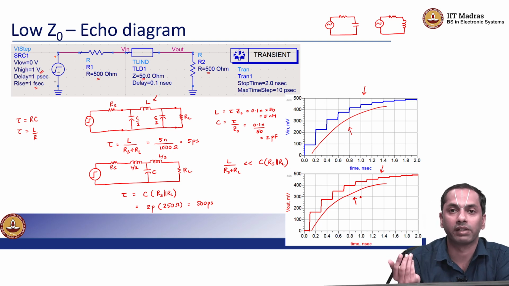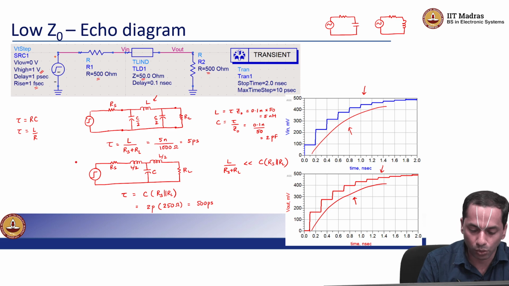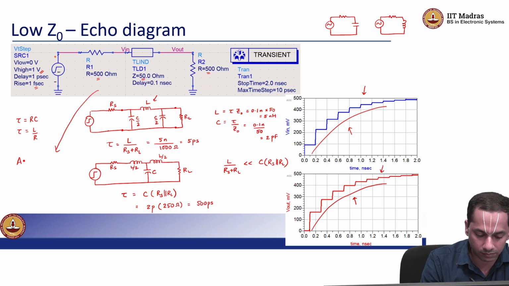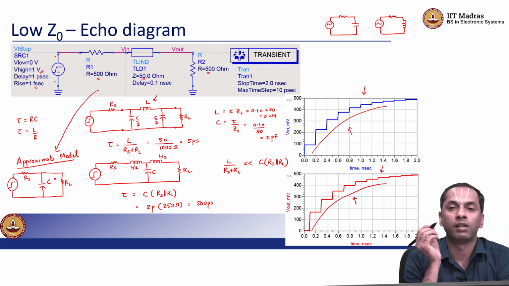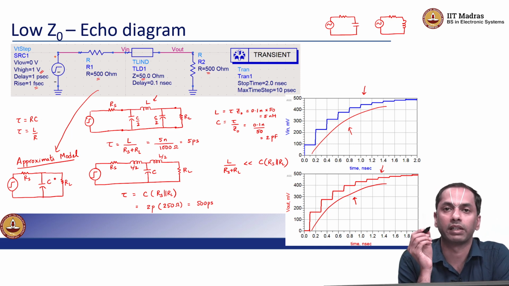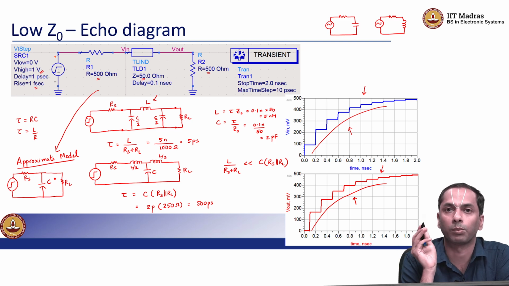In fact, I can even neglect the inductor in this case and say that a crude or an approximate model can be one where I just replace the entire transmission line with just a single capacitor, right? This is just an approximate model for the transmission line, okay? So remember that this is just to try to give you a certain intuition, right?